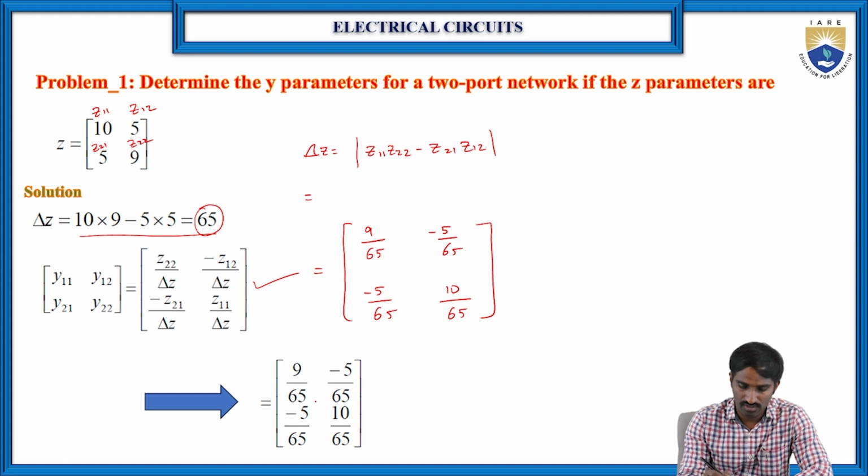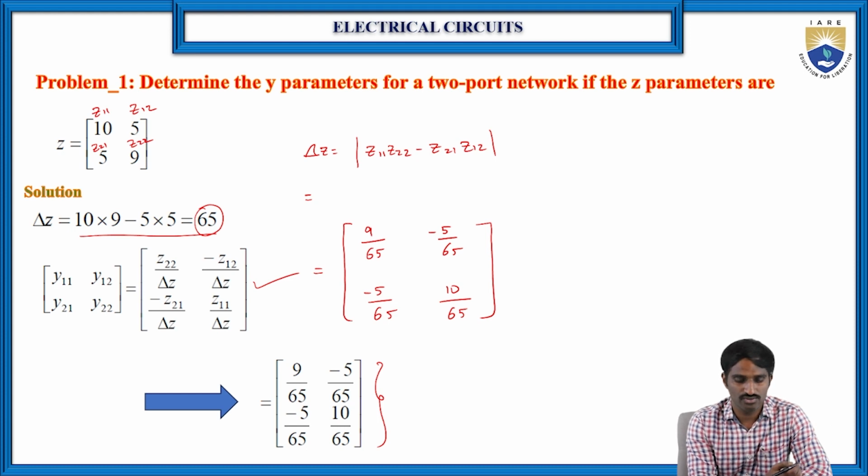So this is the matrix we get. This is how we can find the Y parameters if we know the Z parameters, because we know the relation between the Y and Z parameters, right? So this is how we can find the Y parameters from the Z parameters.